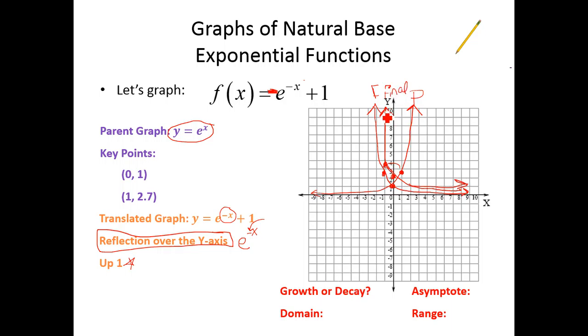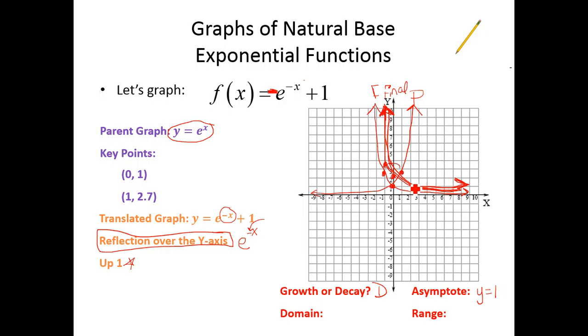And notice what this looks like now. This does not look like a growth anymore. If I read just my final graph, I'm starting out really high on the left-hand side, and then it's swooshing downwards and getting really, really small. Because of that, we're saying that this is a decay representation, okay? So growth or decay, I'd say this guy is decay. The asymptote will be at y equals 1.